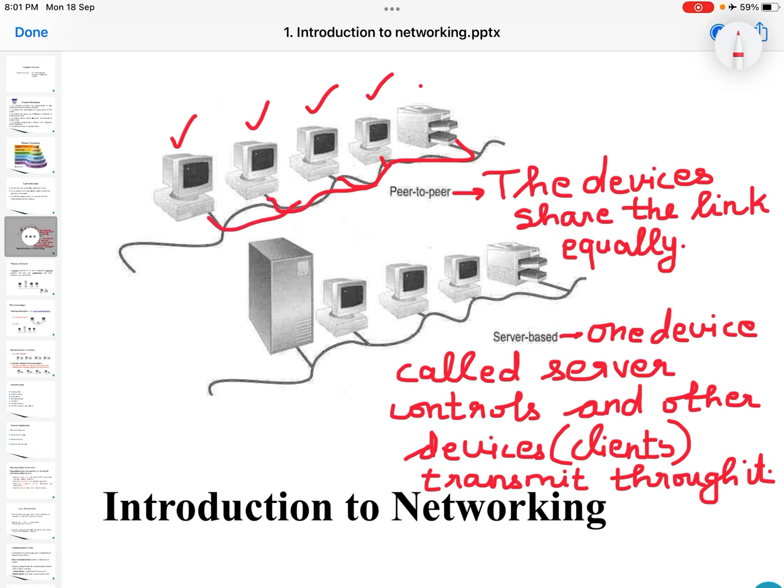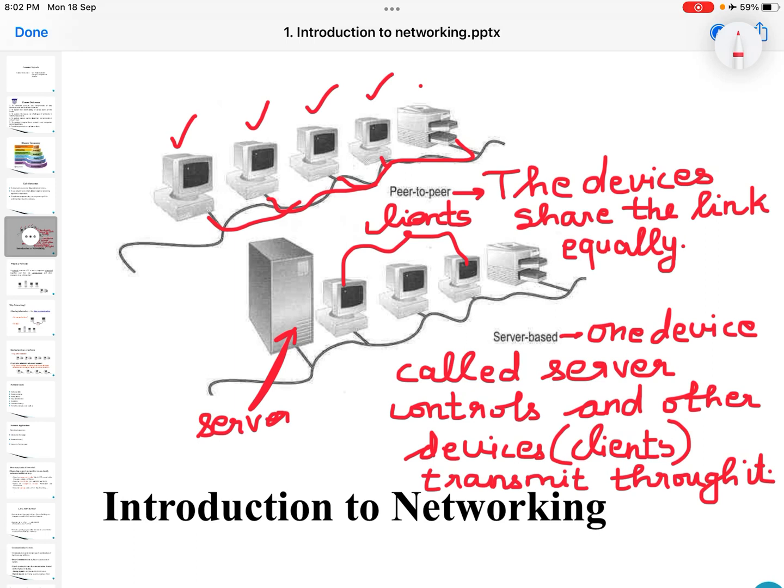Whereas in server-based, one device called the server controls the other devices called the clients, and the clients will transmit through it, meaning this device here is a server and all these are clients. So whenever the clients need any information, any file, they will go to the server. So they will transmit through the server for that particular file.